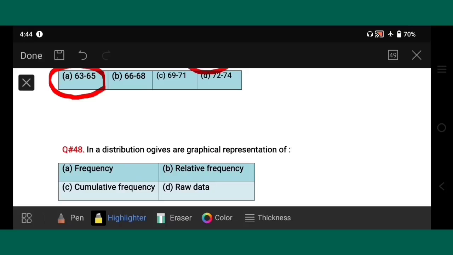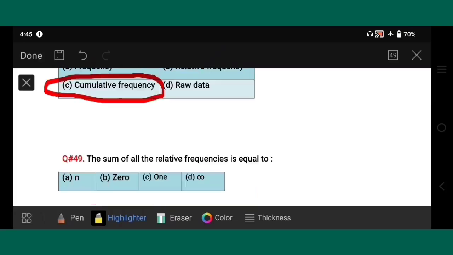Question number 48. In a distribution, the ogive is a graphical representation of the... The options are frequency, relative frequency, cumulative frequency, and raw data. So the correct option is: the ogive is a graphical representation of the cumulative frequencies. Question number 49. The sum of all the relative frequencies is equal to: the options are n, 0, 1 and infinity.